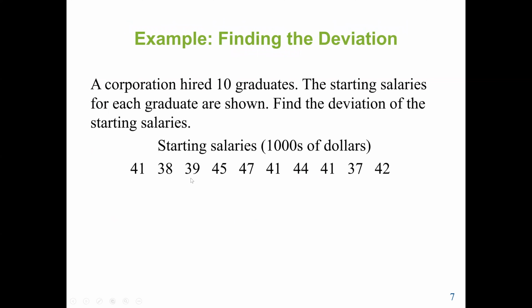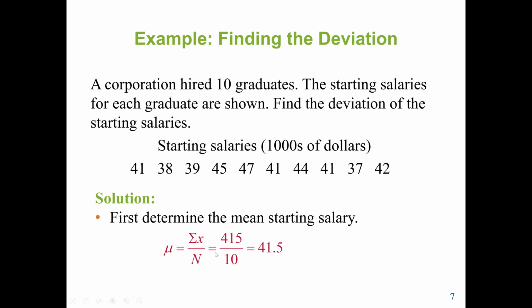This is the same example given to us again. We have 10 graduates' starting salary. Now, if I'm going to find the deviation, the first thing I have to look for is the mean of the data set. So I add all the values and I divide by 10. Why am I dividing by 10? Because we have 10 data entries. To find the mean or average, we add all the data entries and divide by the number of data entries we have. This gives us 41.5.